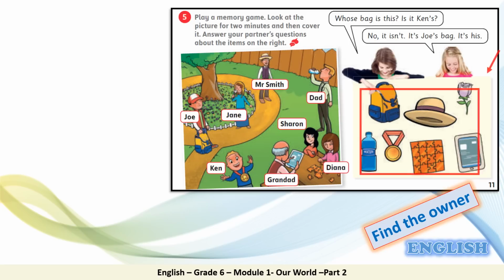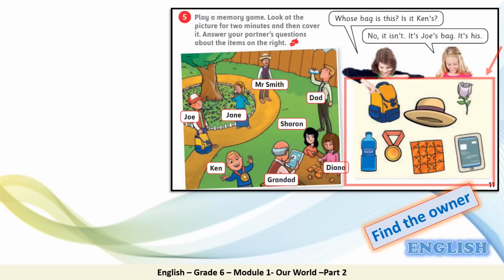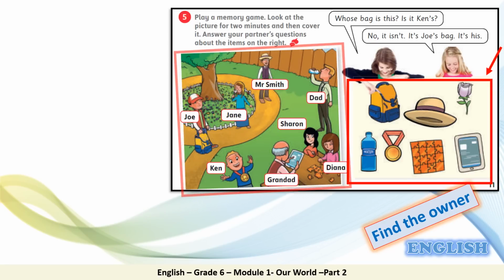In this exercise, we have a picture of 7 items, which are bag, hat, flower, bottle of water, medal, puzzle, and tablet. And also we have a picture of people in a garden. These people are the owners of these items. So we're going to ask and answer about the owners of each item. For example, the bag. We need to know the owner of the bag. How can we ask this question? Thank you.